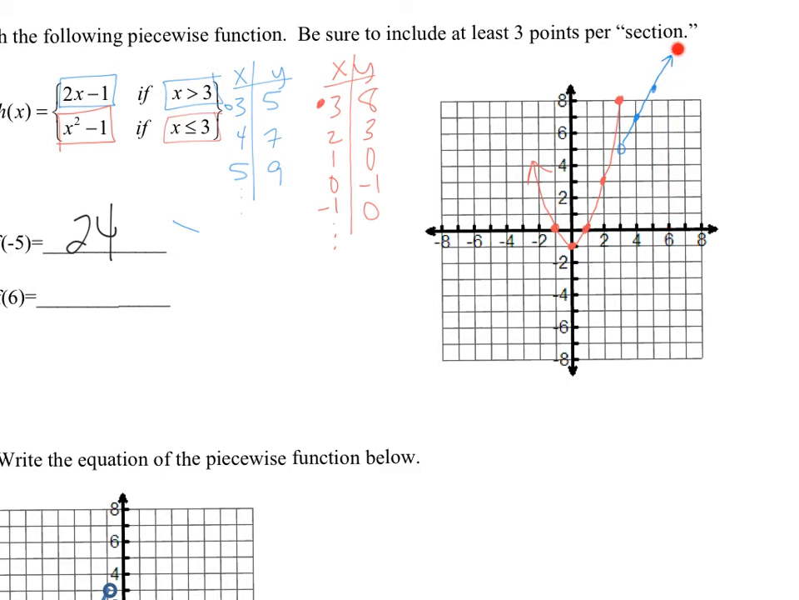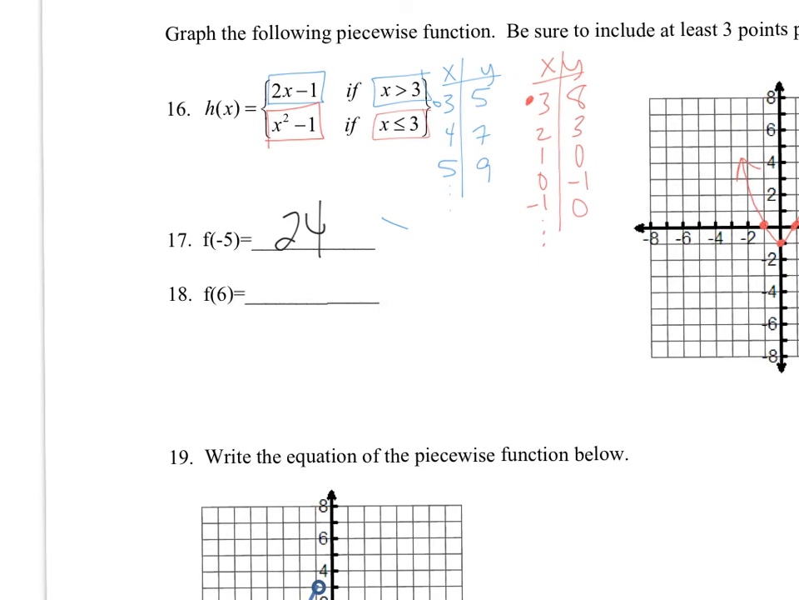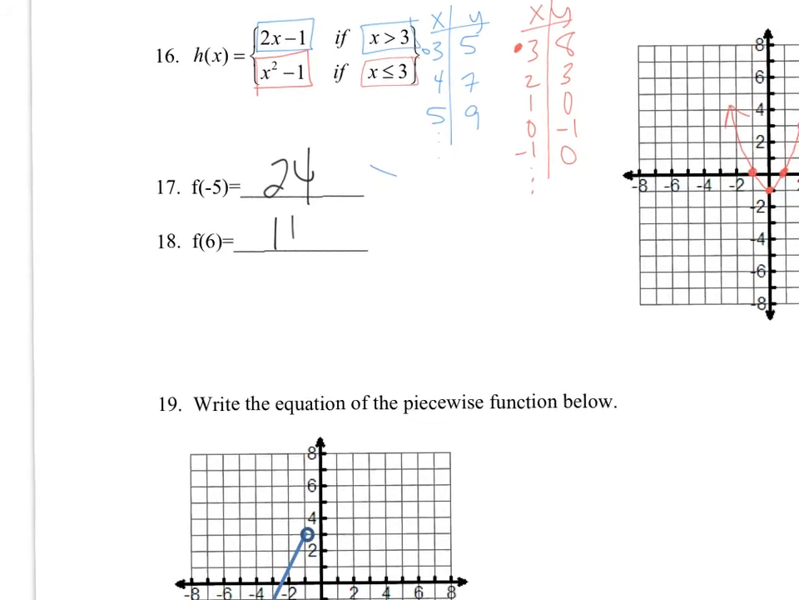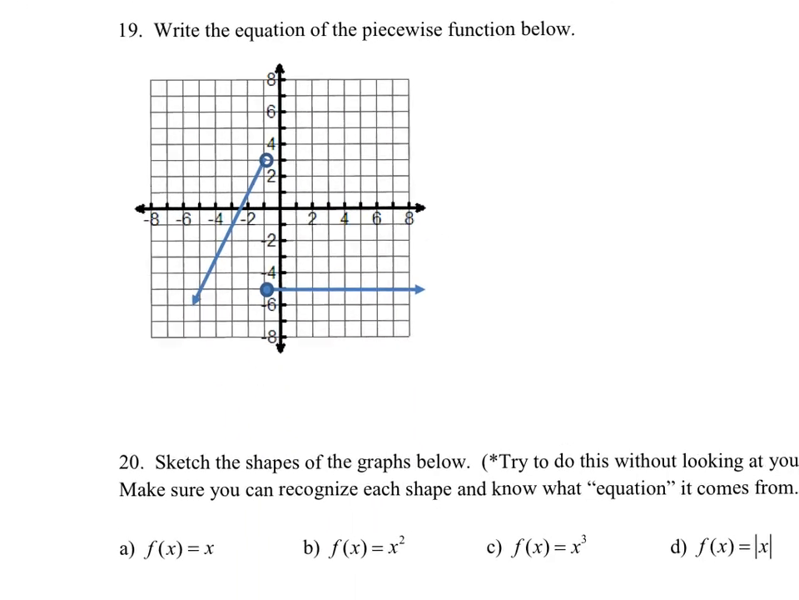It's way up here somewhere. I don't really want to guess. So, where does the negative 6 fit in? Or positive 6? 6 is bigger than 3, so I'm plugging in right there. 2 times 6 is 12, minus 1 is 11. Remember, you can look at the graph or you can use the equation. All right? Let's see, a couple more.